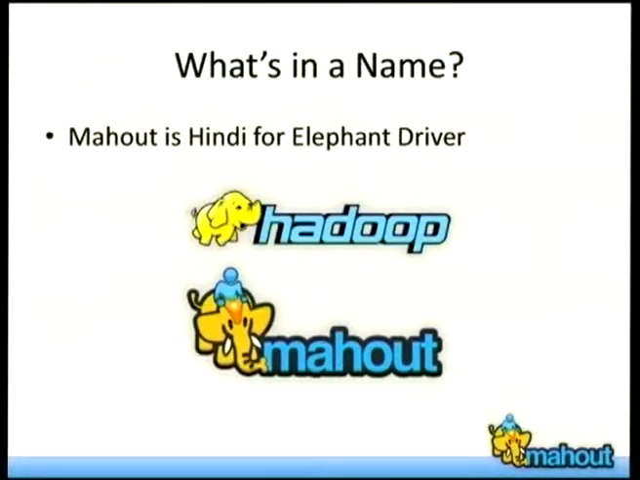So I guess the second question really is, what's in a name? Mahout is actually Hindi for elephant driver, and if you look at the Hadoop logo, you see an elephant there. So it makes sense that it's called elephant driver, because it's really sitting on top of that whole MapReduce infrastructure.